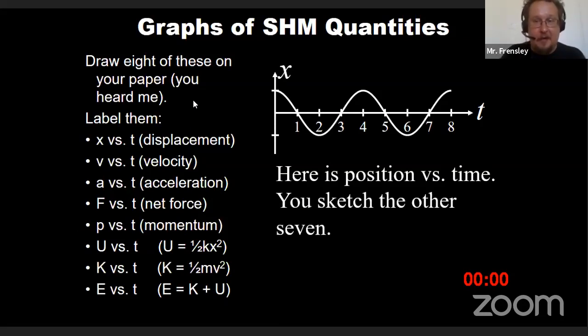Are you ready? Now here comes your task. You're going to draw all 7 other graphs, and they need to be consistent with this position versus time graph. So the velocity graph has to look like the derivative of the position graph, and so forth. Are you ready? Are you excited? I know I am. So here we go. Here's your time to draw all 7 other graphs.